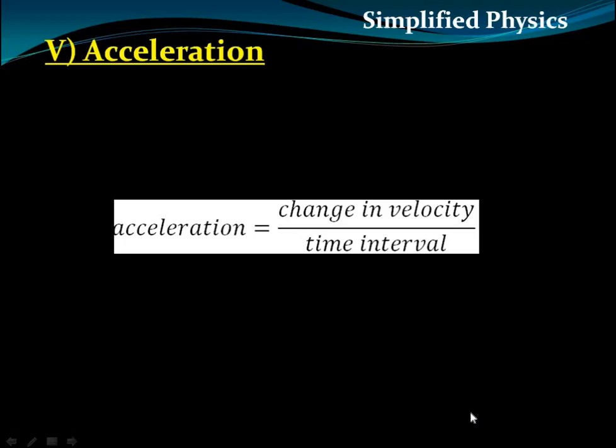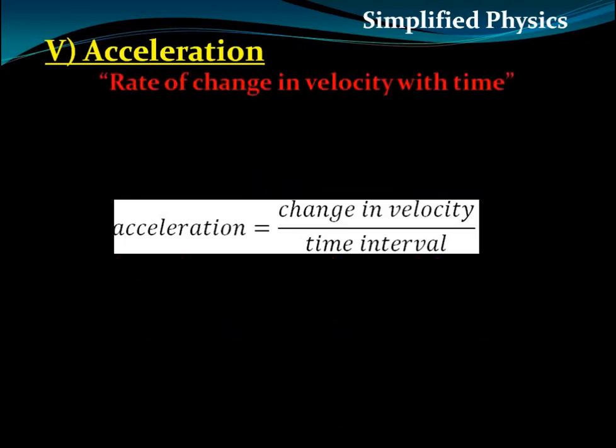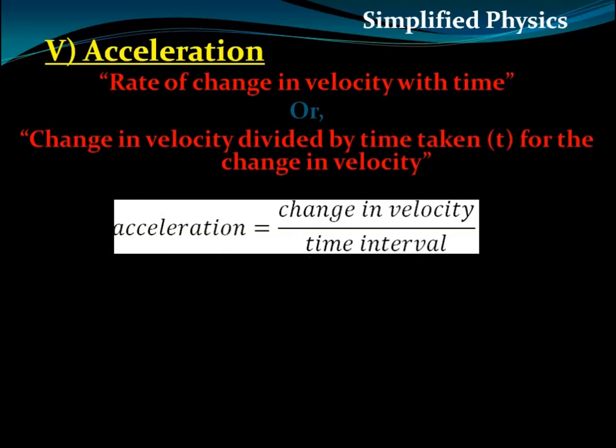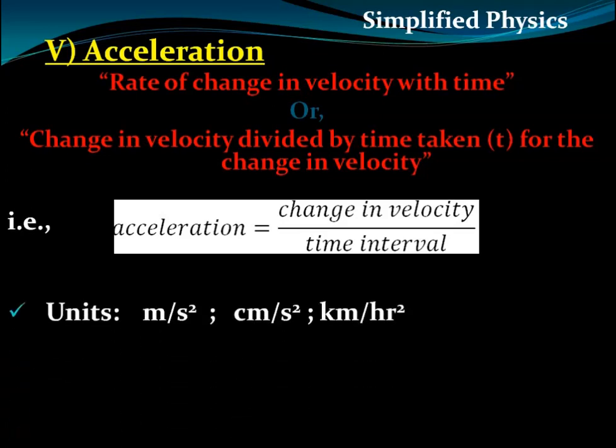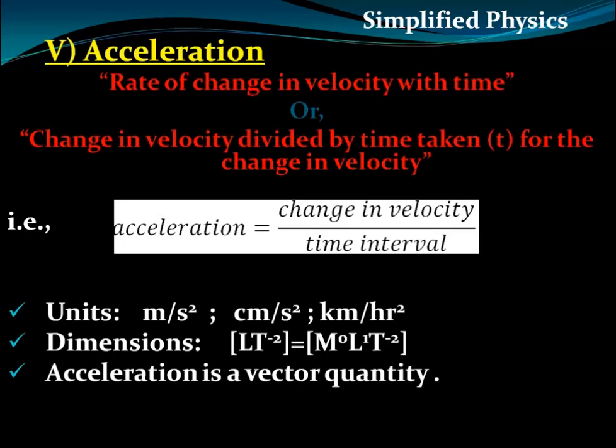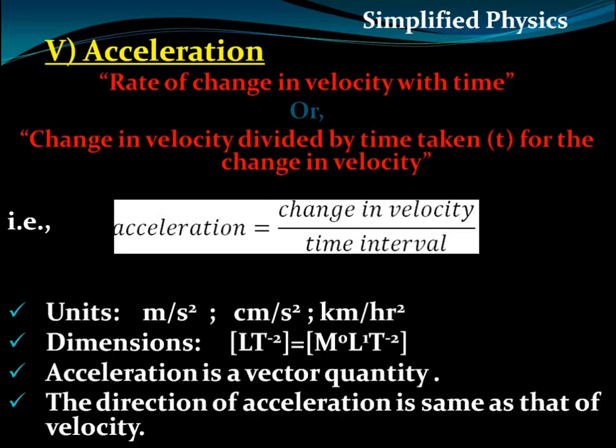What is acceleration? Acceleration is the rate of change of velocity with time. The change in velocity divided by the time interval gives the acceleration of the body, and units are meter per second square, centimeter per second square, kilometer per hour square, or miles per hour square, and dimensions LT minus 2 or M0 L1 T minus 2. It is a vector quantity.